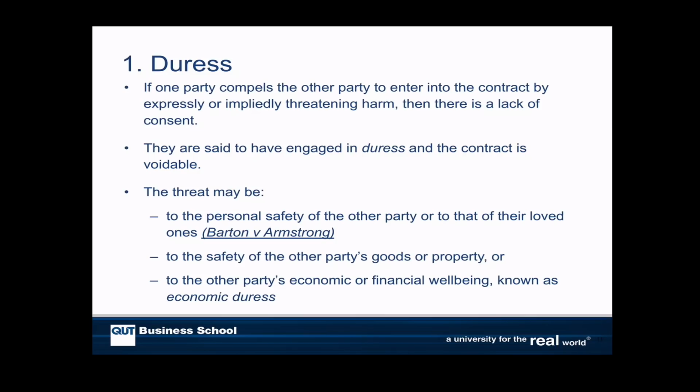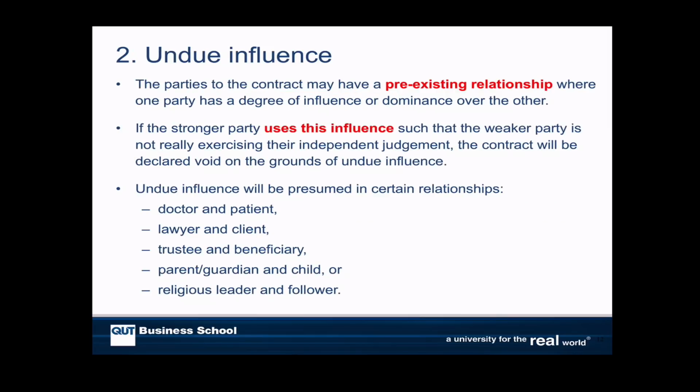So in all of these instances, what we're saying is that the parties really haven't freely and willingly entered into the contract. And if we have that, then the weaker party, or the party who hasn't truly agreed to the contract, can make the contract unenforceable. So it's as though they don't actually have a contract. Just to reiterate, duress is where one party compels the other to enter into the contract by threatening harm. That harm can be personal safety, the safety of goods or property, or the economic or financial well-being of the other party. The second case of lack of consent is undue influence.